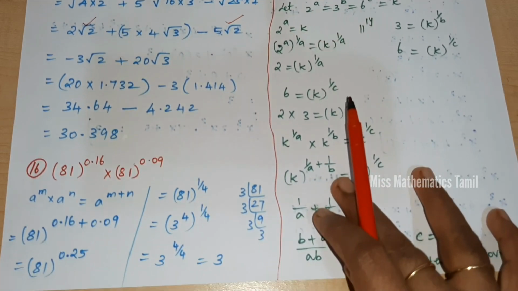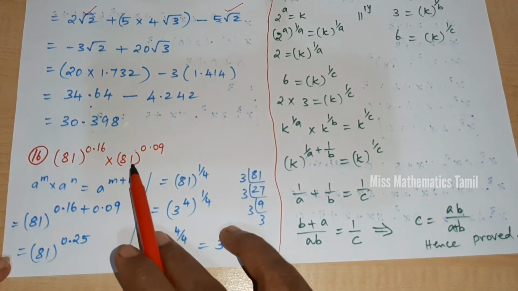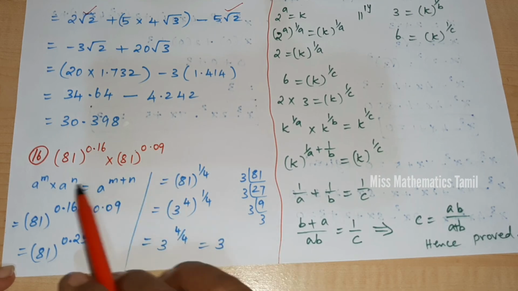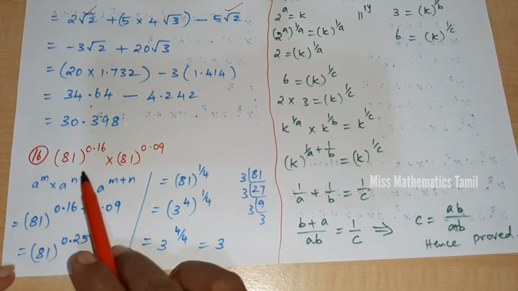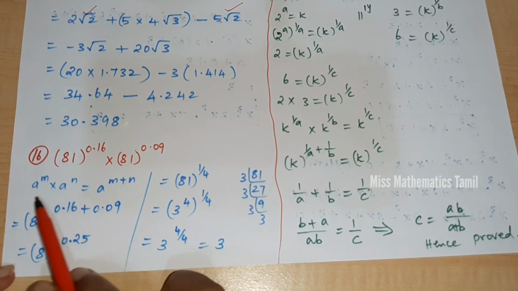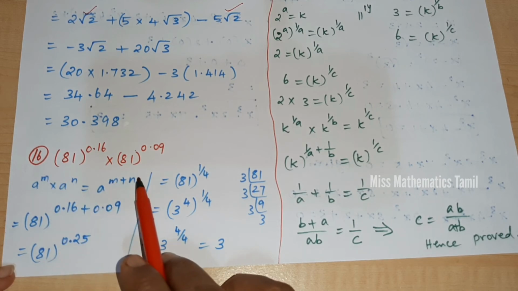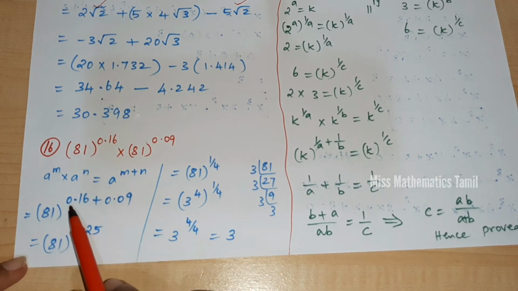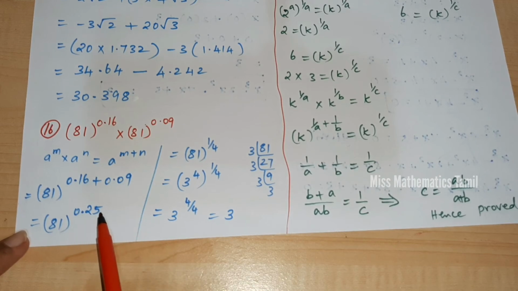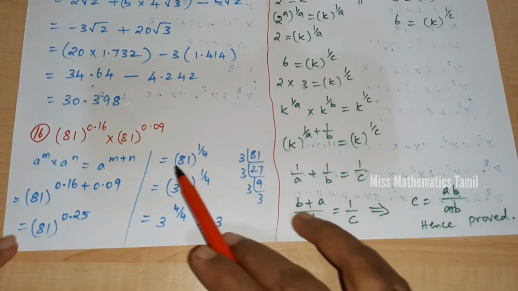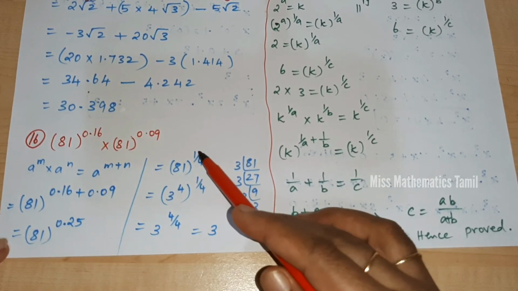Okay. Next question 16. 81 power 0.16 into 81 power 0.09. Here what is the formula we are using? A to the power of m into a to the power of n. Both bases are same. So we are writing a here and adding the powers. Right. So 81 power 0.16 plus 0.09. What is the addition value? 0.25. Okay. Next step, 81 the whole power 0.25. I am writing 1 by 4.